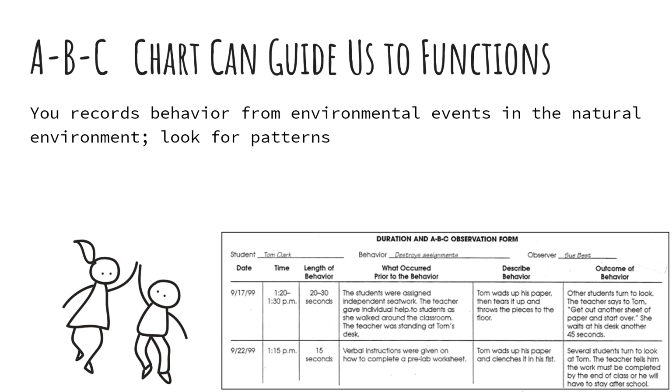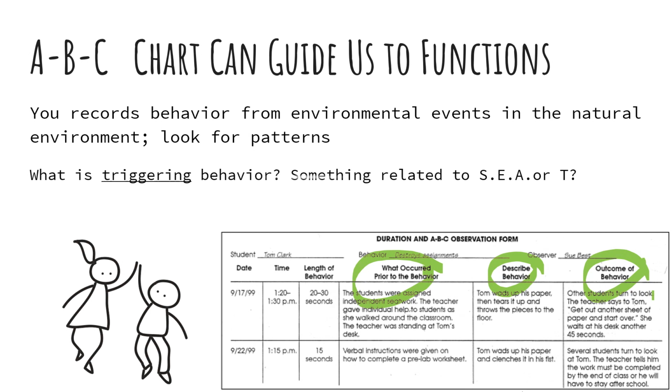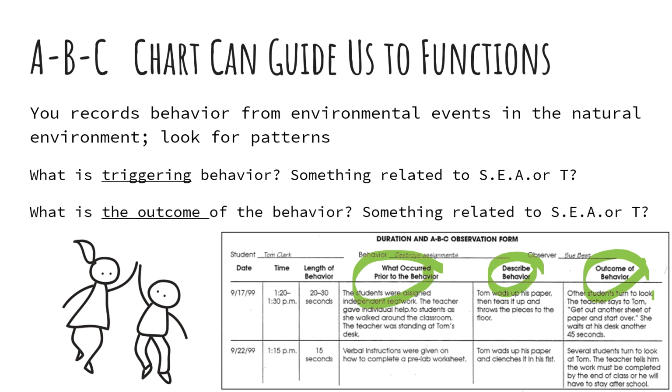So what you do when you're filling out an ABC chart is you write what happens prior to the behavior occurring. Okay, you talk about the behavior, and then you write about how people reacted to that behavior in the environment. And really what we're looking for is patterns to see what is going on in the environment and how is that affecting somebody's behavior. What is triggering the behavior and how somebody's reacting to it are all going to give us an indication of whether the behavior is functioning for sensory, escape, or tangible.